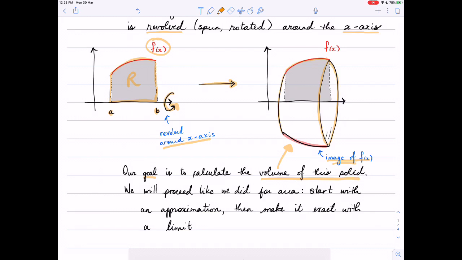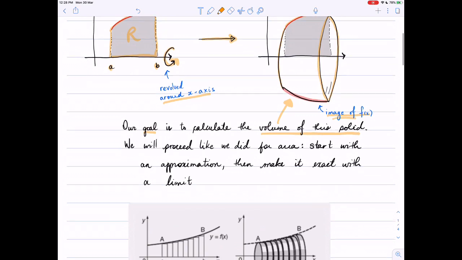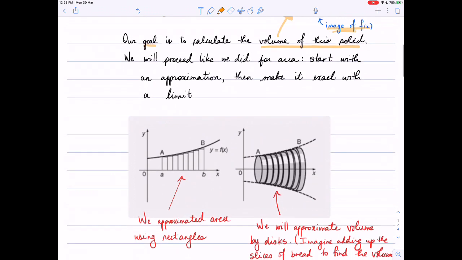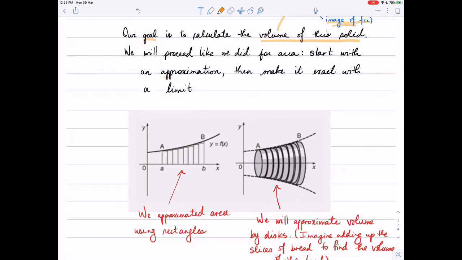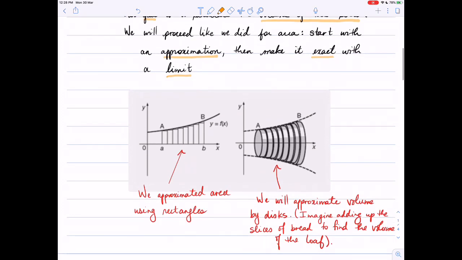So the way that we're going to proceed is like we did for area, which means that we're going to start with an approximation, and then we're going to make our approximation exact by taking a limit. So what did we do for area? For area, when we had a graph y is equal to f of x, we approximated that area using rectangles, right? So we took rectangles here, we evaluated the height of those rectangles, we created a Riemann sum, we took a limit, and that limit gave us area.